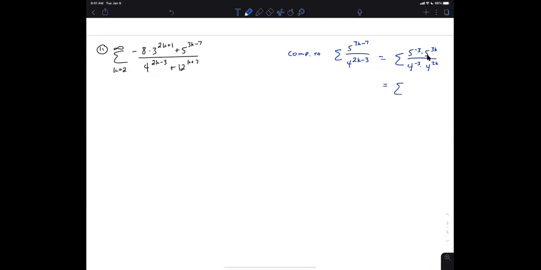It should be 5 to the negative 7, I think. Yes, it should be. Thanks. My bad. Oh man, I forgot to move the eraser. All right, so 5 to the negative 7 right here.